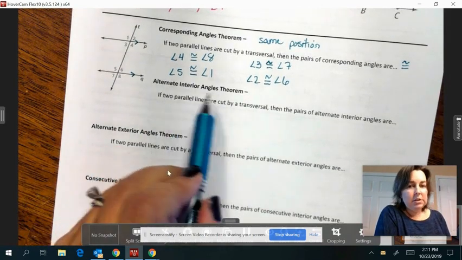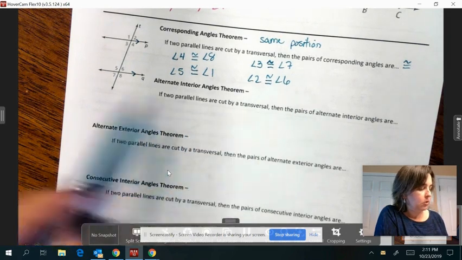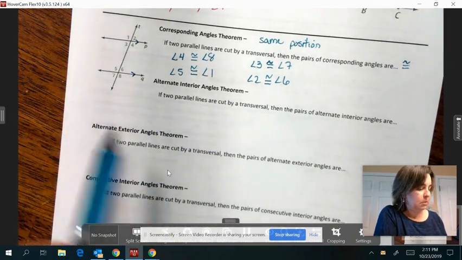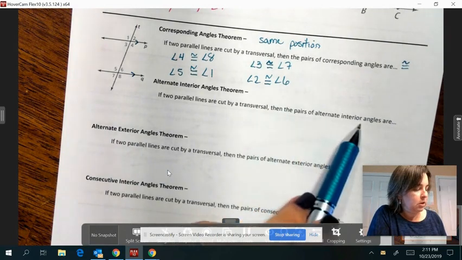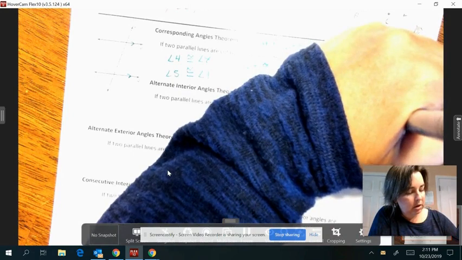Okay, so then the alternate interior angles starts out the exact same way. If 2 parallel lines are cut by a transversal, which is what is happening in this picture, then the pairs of alternate interior angles are, and we're going to finish this sentence with congruent again.